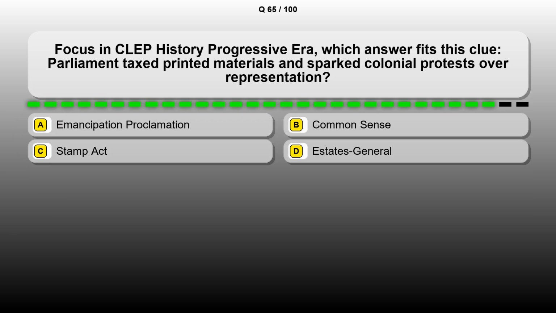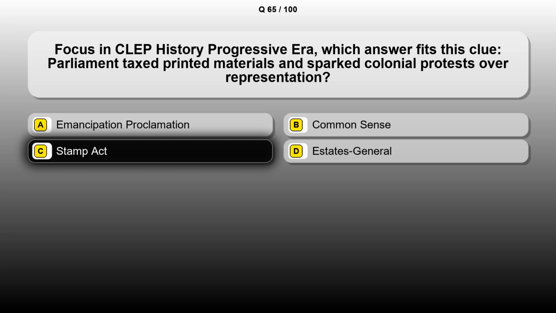Question 65. Focus in CLEP History Progressive Era, which answer fits this clue? Parliament taxed printed materials and sparked colonial protests over representation? Option A, Emancipation Proclamation. Option B, Common Sense. Option C, Stamp Act. Option D, Estates-General.